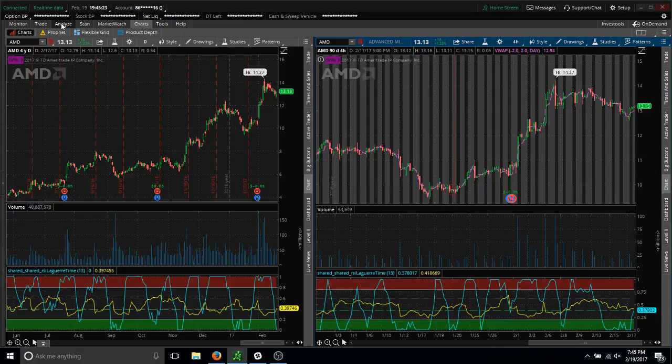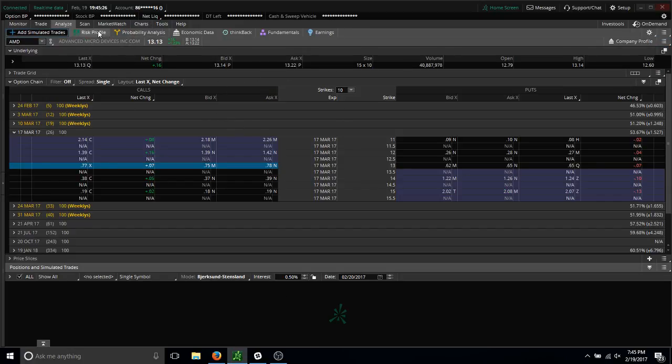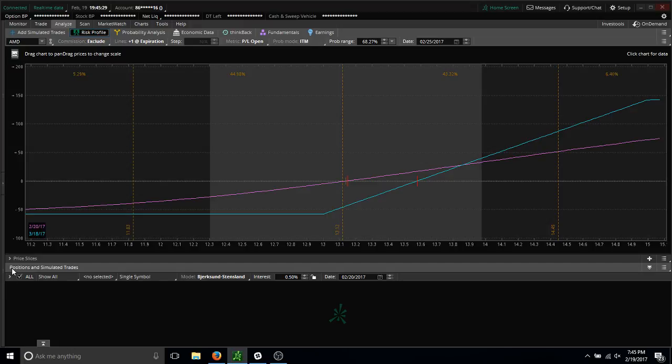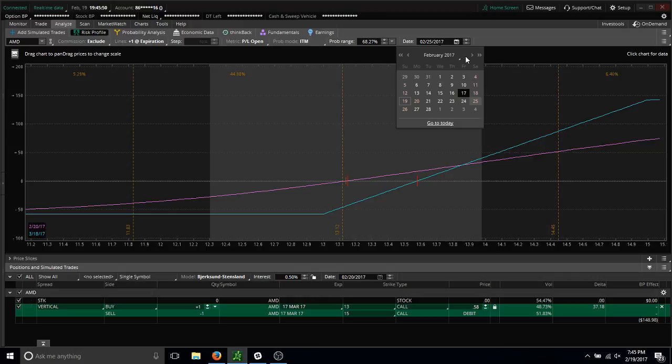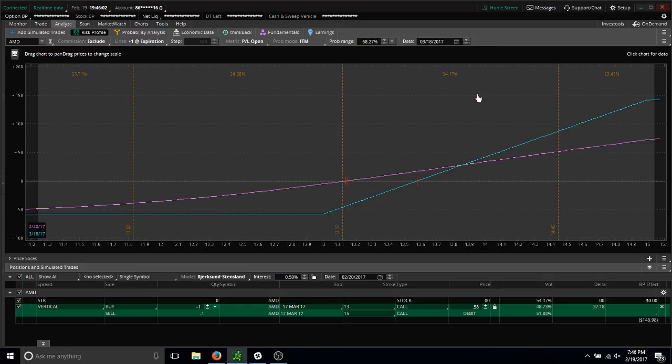Alright, so we'll get into the analyze then. So analyze tab, risk profile, and then down here, positions and simulated trades. I'll go ahead and bring this down. And kind of how I set mine up is this price needs to be 1 day past my expiration. So March 18th actually, because although my expiry is the 17th, it actually expires on the morning of the 18th, the Saturday. So I'll set that to there.